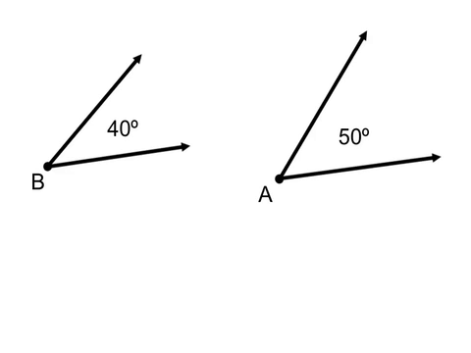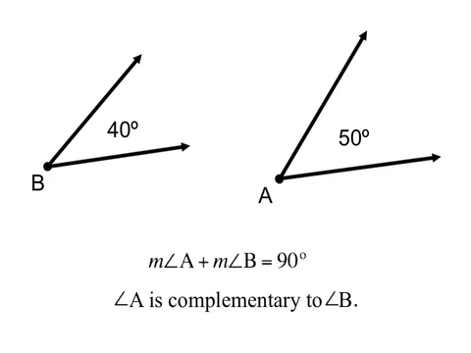Here's two angles not connected. One has a measure of 50 degrees, the other has a measure of 40 degrees. Since 50 degrees plus 40 degrees is equal to 90 degrees, the sum of their measures is 90 degrees. And we can write the measure of angle A plus the measure of angle B is equal to 90 degrees. And then we can say that angle A is complementary to angle B. We could also say that angle B is complementary to angle A.